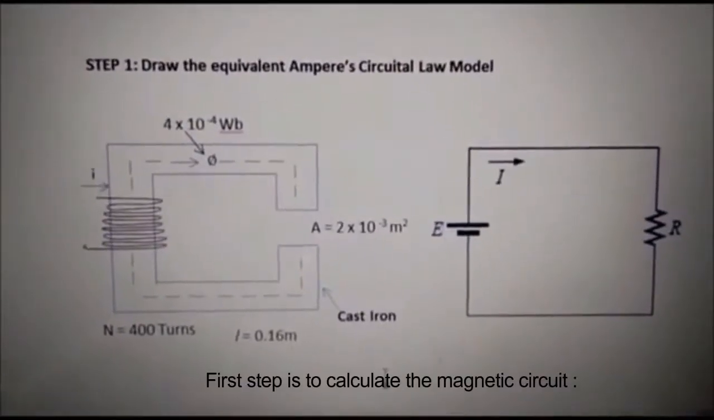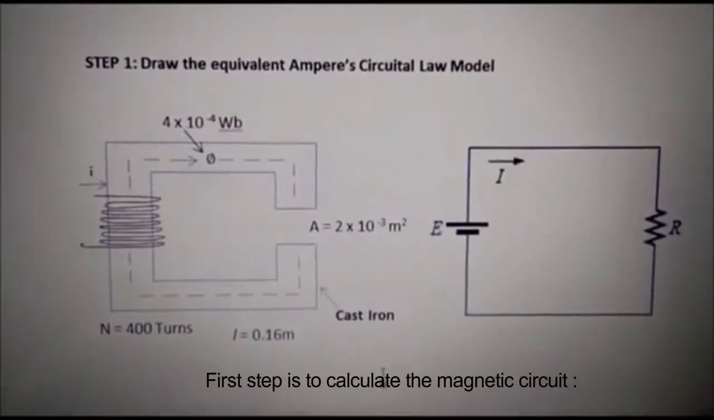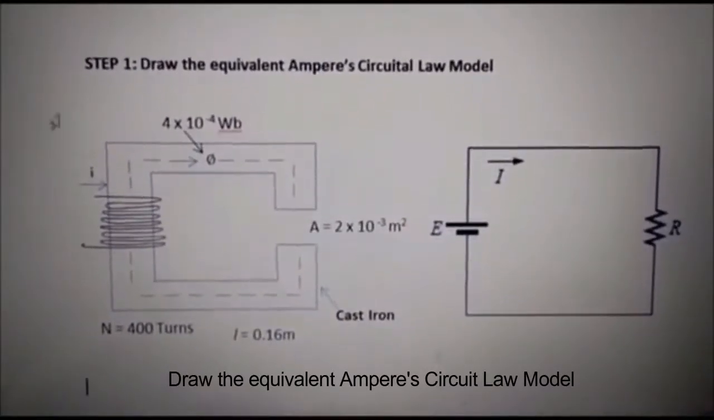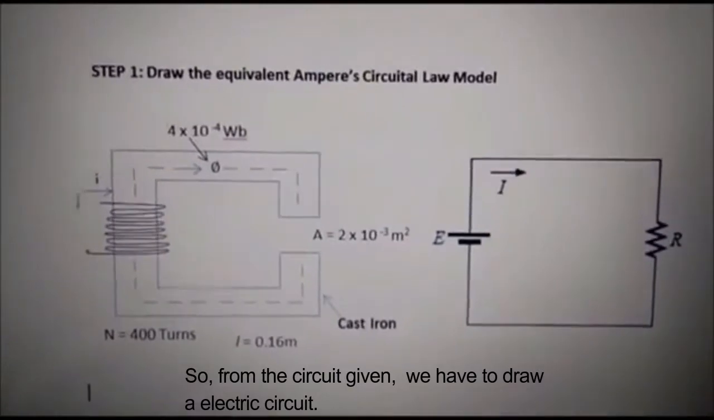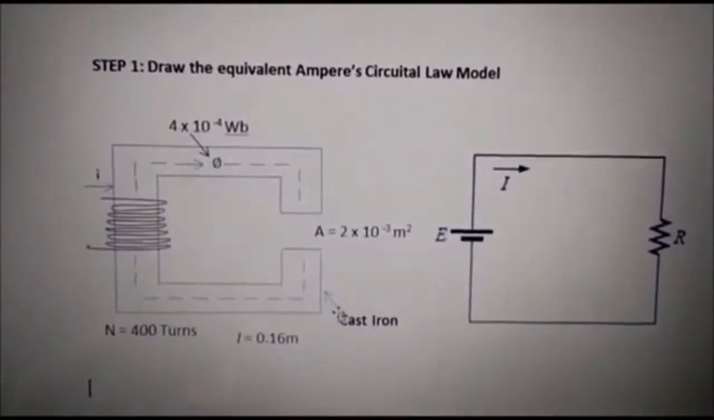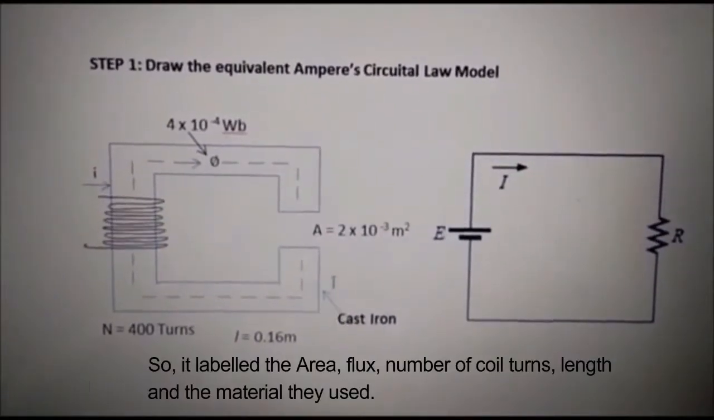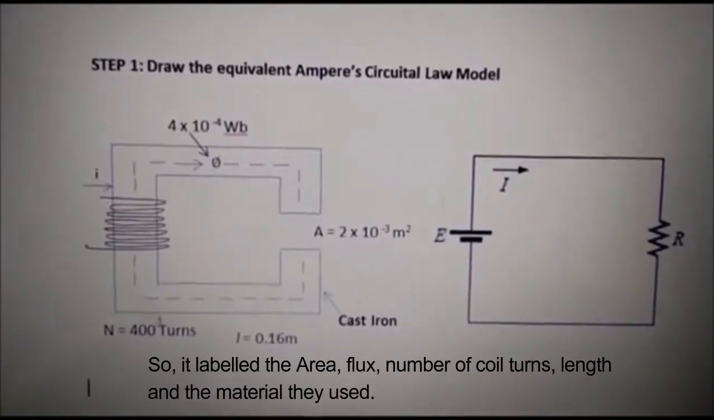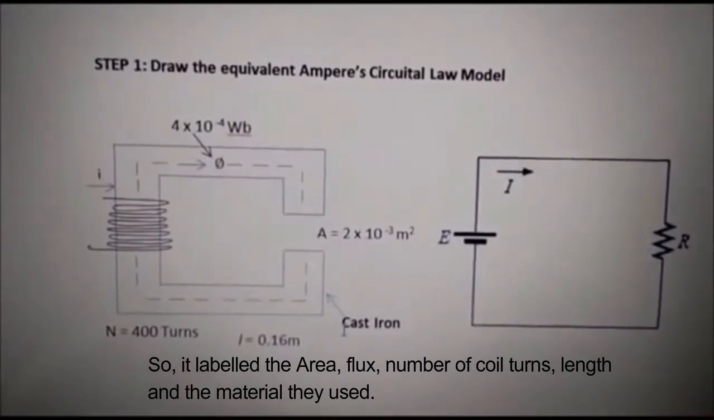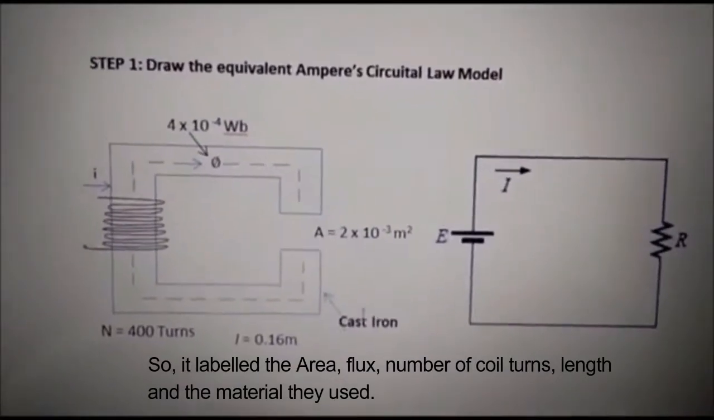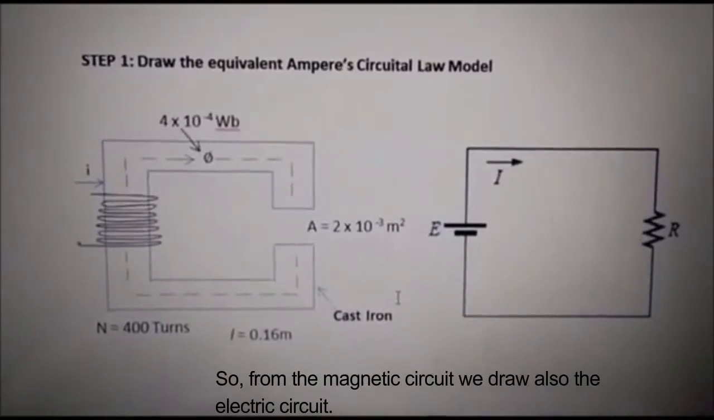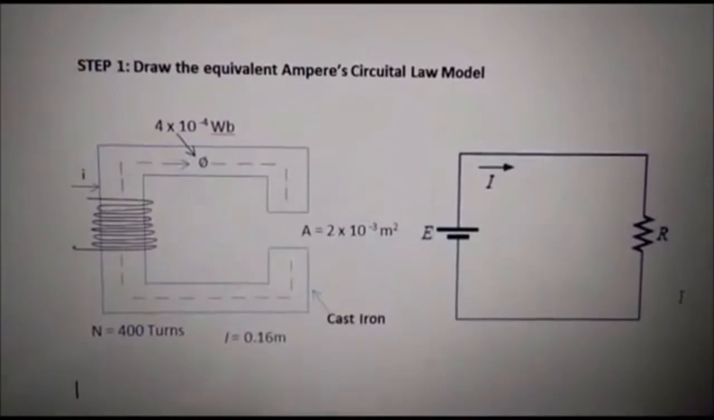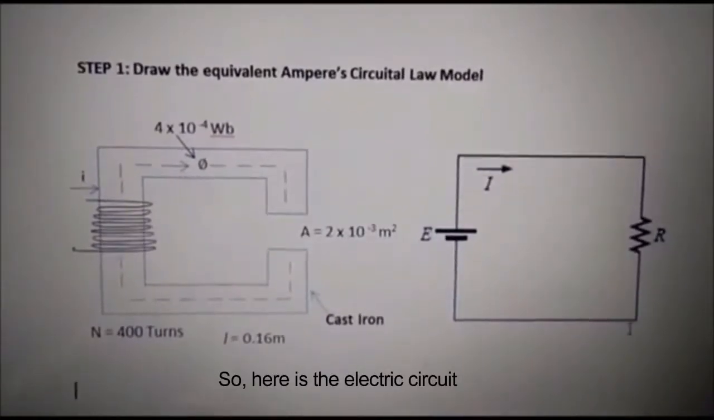This is the first step to calculate the series magnetic circuit: draw the equivalent Ampere circuit law model. So this is from the equation that they give us, and we have to draw it like this. We also label the area, flux, number of coil turns, length, and the material that they use. From the magnetic circuit, we will also draw the electric circuit. So here is the electric circuit.